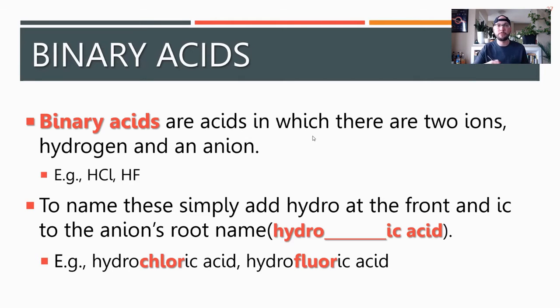We just add hydro at the front, the root name of the anion, and then add ic at the end. So we get hydrofluoric or hydrobromic. Okay, so again, made up of only two parts. We've got the hydrogen and this anion. This anion could be anything, chlorine, bromine, fluorine, so on and so forth.